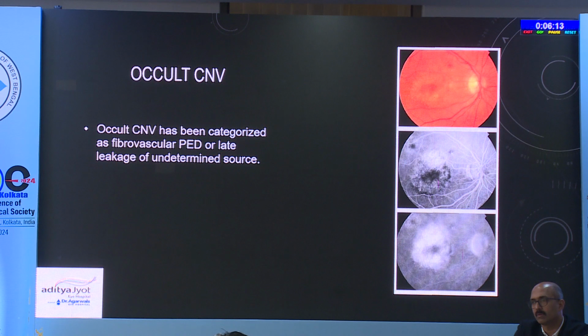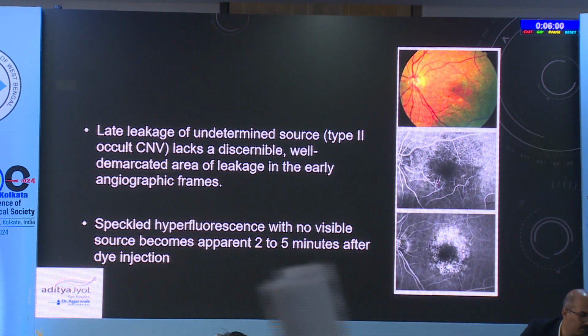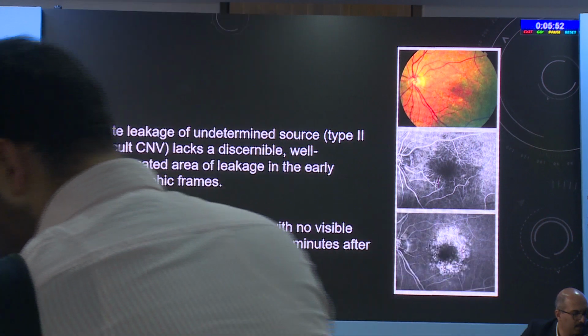Occult CNV has been categorized as fibrovascular PED or late leakage of undetermined source. Late leakage of undetermined source, type 2, lacks a discernible, well-demarcated area of leakage in the early angiographic frames. Speckled hyperfluorescence with no visible source becomes apparent 2 to 5 minutes after the dye injection.